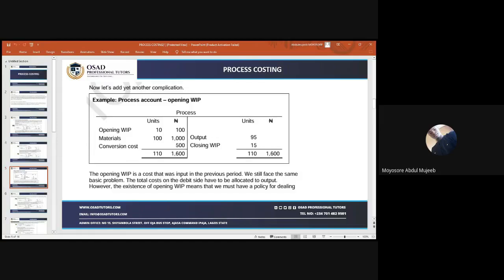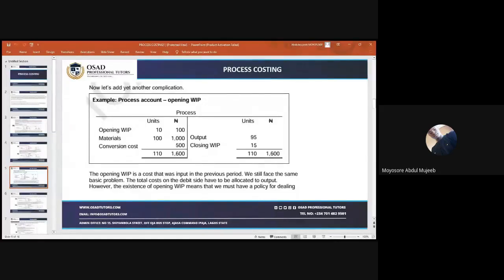Now, our output. They are telling us that output for this period is not 100 units, it's not 110. If we did everything right, all things being equal, our output is supposed to be 110, because our input of material was 110 units. But now they're telling us that our output is 95 units. The remaining 15 units, they are telling us, is under closing work in progress. That means for that period, we were unable to finish 15 units into finished goods.